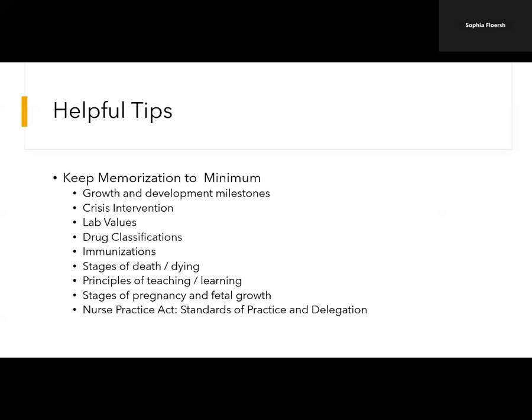So basically, you don't want to memorize anything. You want it all to be very much just an understanding of it. Now, things that you can memorize would be things like growth and development milestones, crisis interventions. We want you, without a doubt, to know what to do if somebody goes into cardiac arrest. Lab values, what I will say is understand more like the critical lab values. You don't necessarily need to know every single range under the sun. You just basically want to know key points. Like if you've got a potassium of 2, you want to, without a doubt, know what to do in that situation.